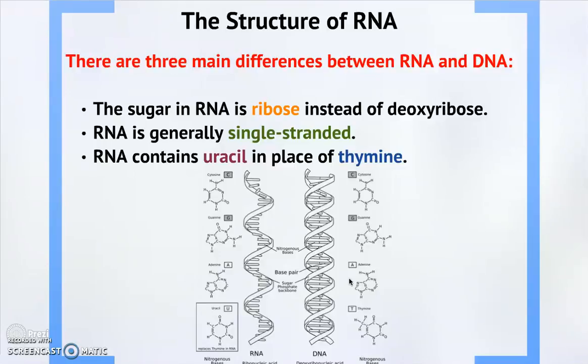So if you're looking at a strand of nitrogen bases and you have ACUG, it's going to be RNA, because U's or uracil is only found in RNA, and T's or thymines are only going to be found in DNA.